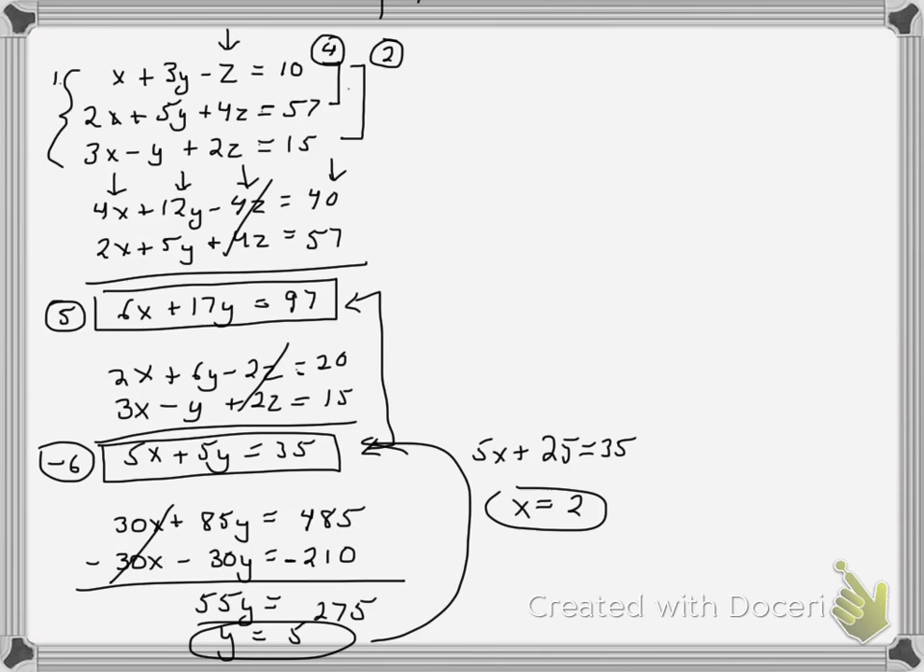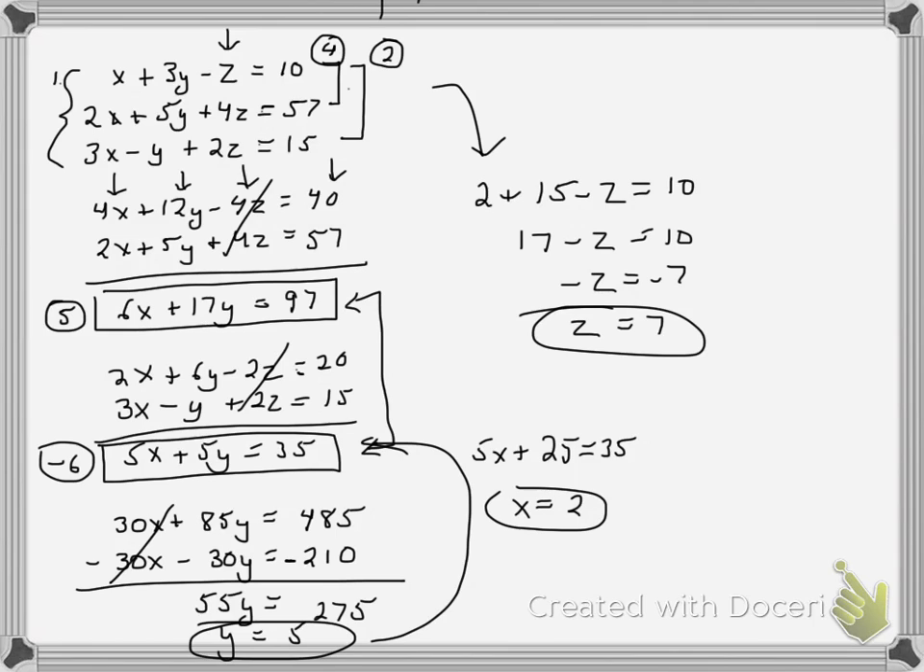And then go back to one of my original equations. I'll just take the very top one and plug in both of those values. X is 2, y is 5. So 3 times 5 is 15, minus z equals 10. And so we get 17 minus z equals 10. Subtract 17, and you get negative z. 10 minus 17 is negative 7, and then z equals 7.